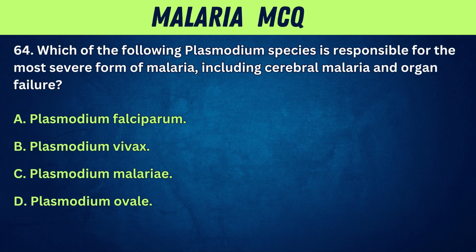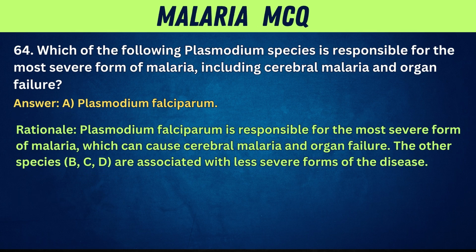64. Which of the following Plasmodium species is responsible for the most severe form of malaria, including cerebral malaria and organ failure? A. Plasmodium falciparum. B. Plasmodium vivax. C. Plasmodium malariae. D. Plasmodium ovale. Answer: A. Plasmodium falciparum. Rationale: Plasmodium falciparum is responsible for the most severe form of malaria, which can cause cerebral malaria and organ failure. The other species, B, C, D, are associated with less severe forms of the disease.